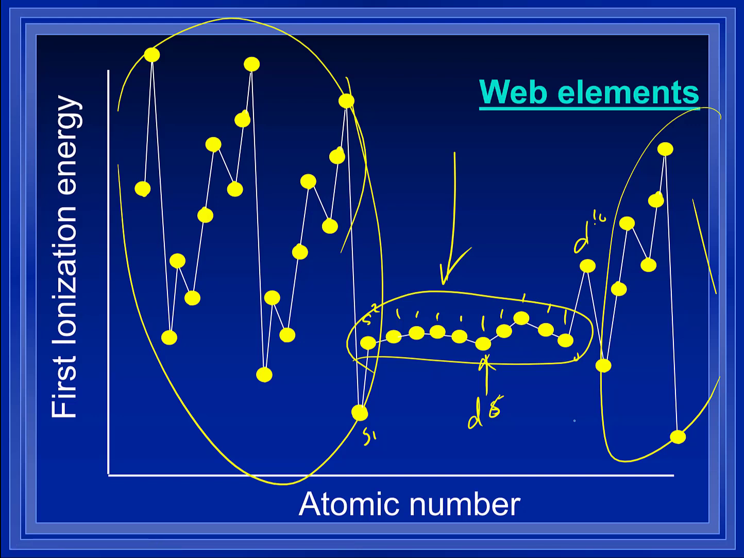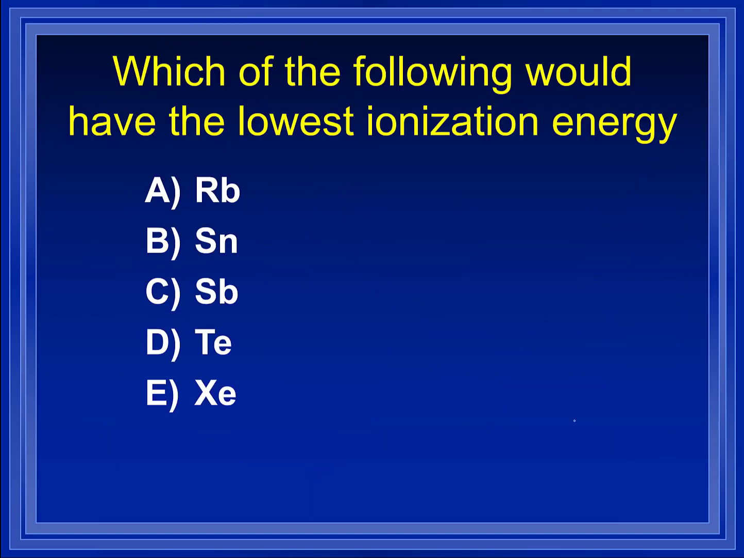So we're actually not going to talk about what order they come off. We're talking about which ones come off. So, which of the following would have the lowest ionization energy? After you get about the third one, you figured out where I'm asking you to compare.